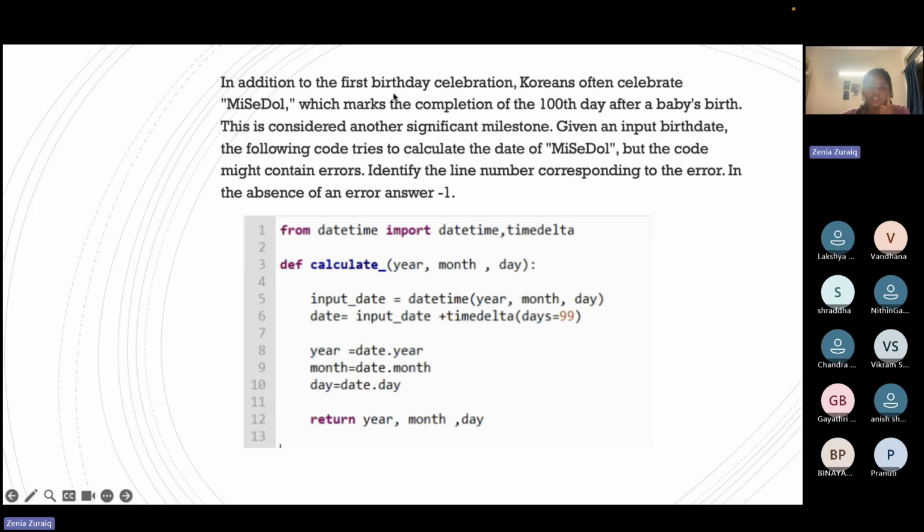In addition to the first birthday celebration, Koreans often celebrate Mise Dol, which marks the completion of the 100th day after the baby's birth. This is considered a significant milestone. Given an input birth date, the following code tries to calculate the date of this day, but it might contain errors. Please identify the line number corresponding to the error. As before, you can see the line numbers 1, 2, 3, 4, 5 next to the code. If you don't feel like there is any error, please put -1.